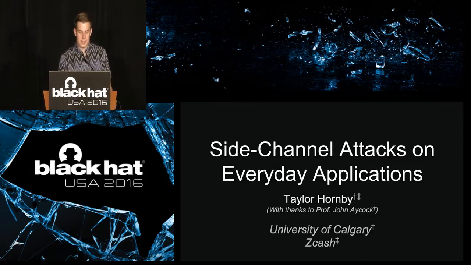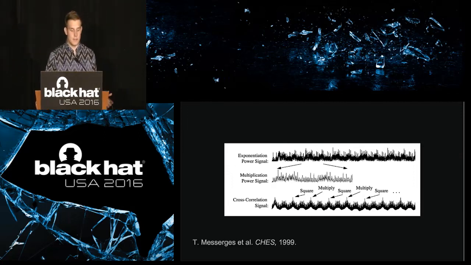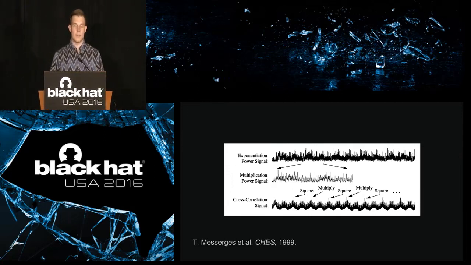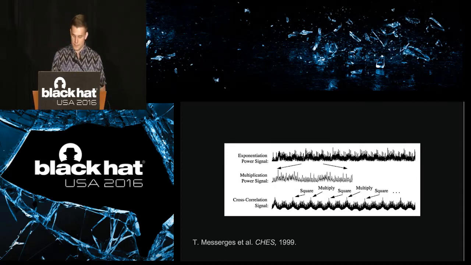So thank you for coming. Today I'm going to be talking about side channel attacks on everyday applications. You've probably seen side channels being used to break implementations of cryptography. If you haven't, here are a couple of examples. Once upon a time, there was a smart card that implemented RSA using the square and multiply algorithm. It turned out that if you look really closely at the amount of power it uses over time, you can tell when it's doing a square and when it's doing a multiply, and from that pattern of squares and multiplies, you can leak the secret key.